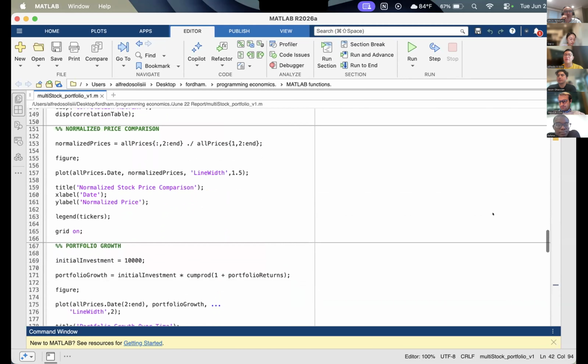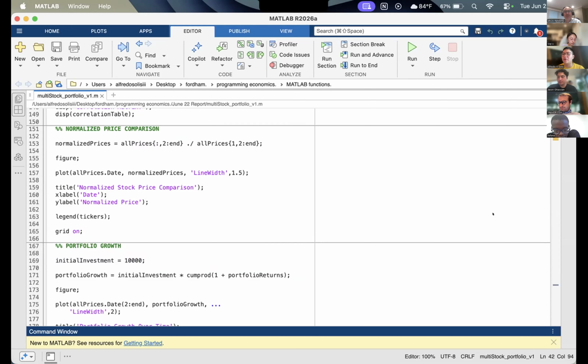And then, of course, the next one will be the normalized price comparison. It extracts all the price columns, excluding the dates, and divides every row by the first row. So every stock starts at exactly 1 on day 1. This allows for easier comparison, instead of different price ranges making it hard to properly compare the different stocks. This makes sure everyone starts at day 1, for easier valuation.